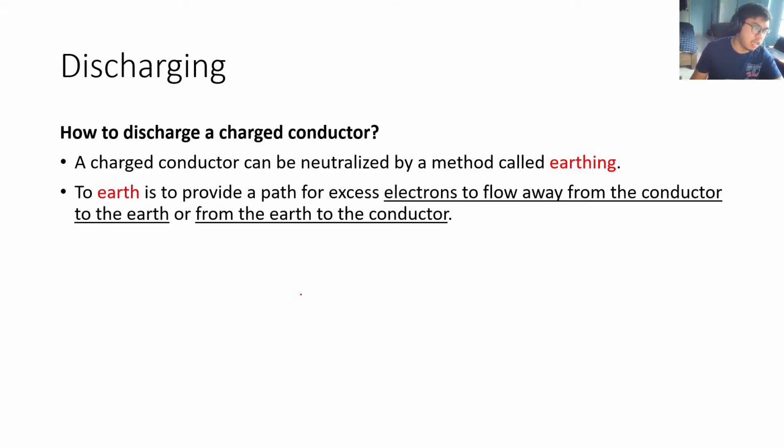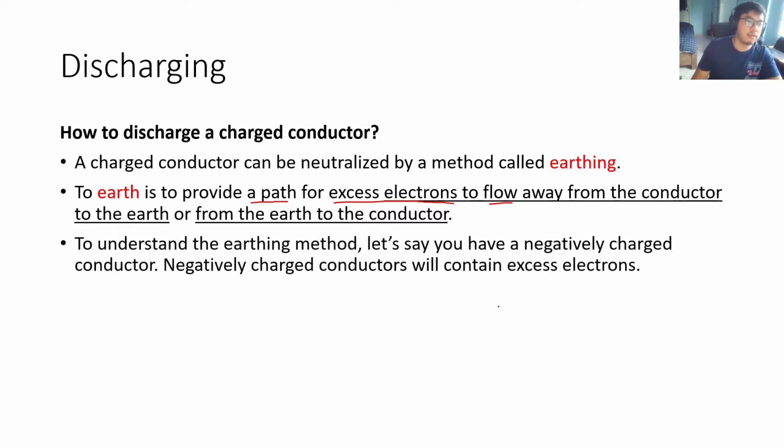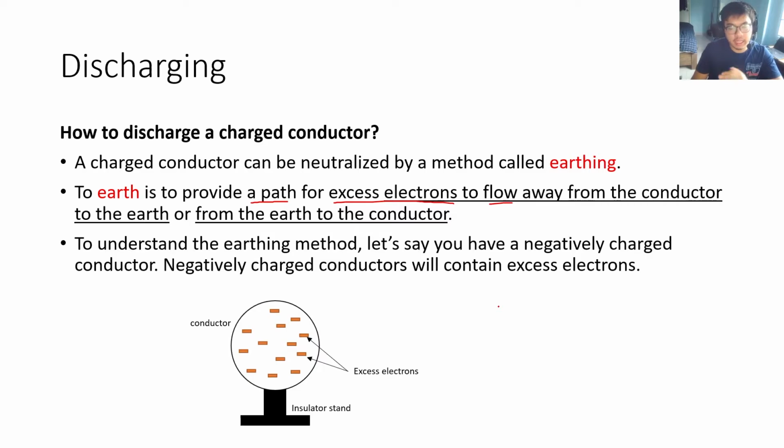to Earth is to provide a path for excess electrons to flow away from the conductor to the Earth or from the Earth to the conductor. So we'll do an example and I'll show you what this means.